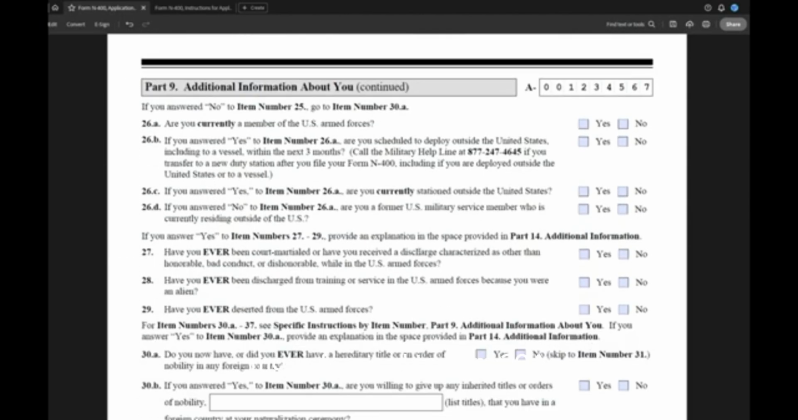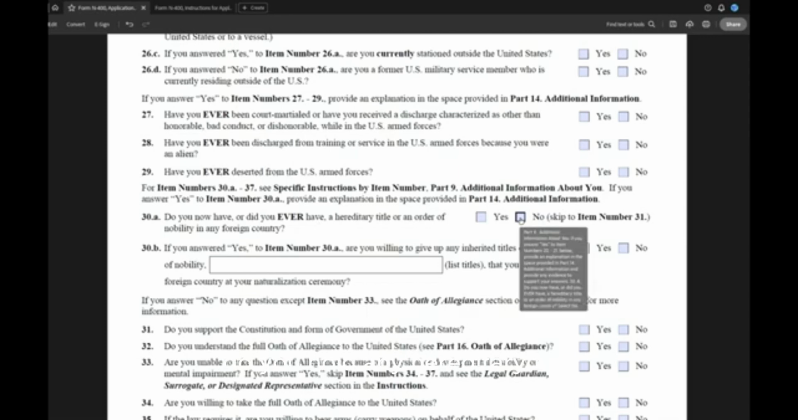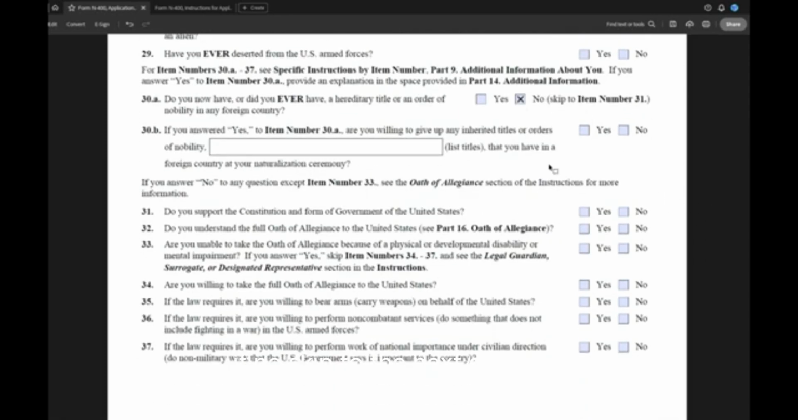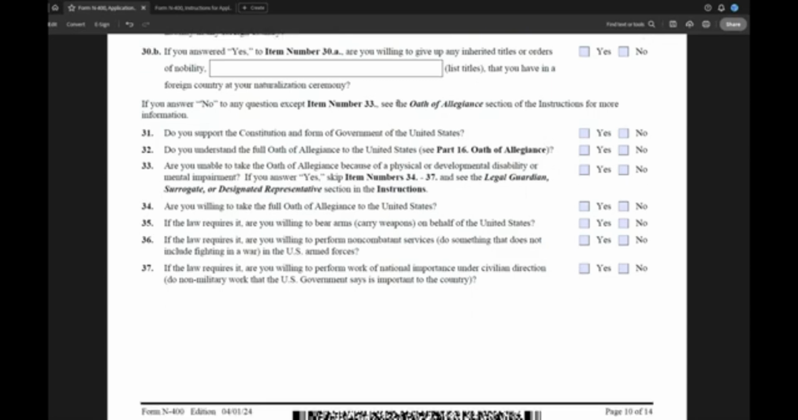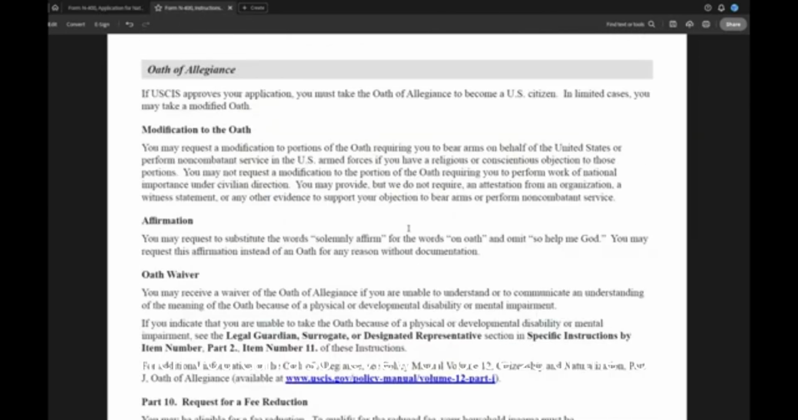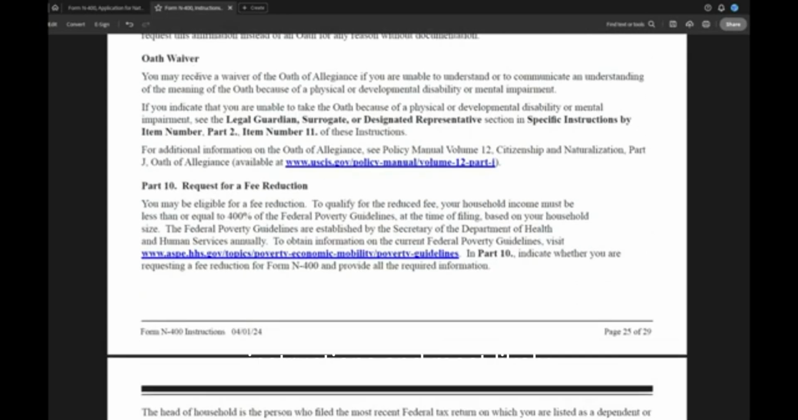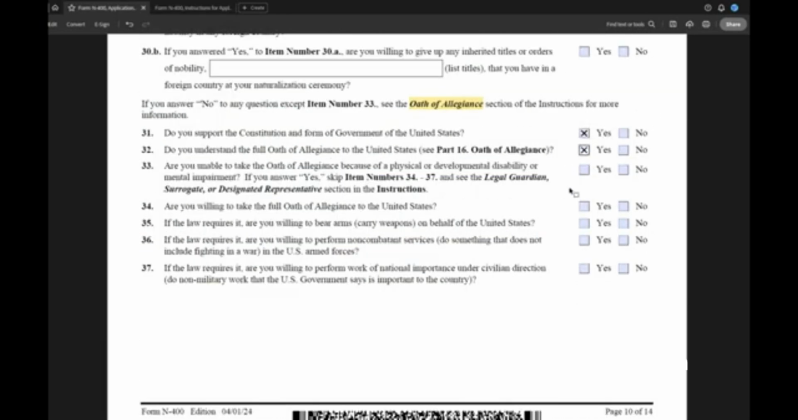If you answered no to item 25, move forward to item 30A. Do you hold any hereditary title? If no, skip to the next question. So now here, you're going to have to answer questions that have to do with your allegiance to the United States, which you can also review on page 25 of the form instructions. And most likely, you're going to have to answer yes to most of them. Are you unable to take oath of allegiance because of a disability? Hopefully, you answer no.